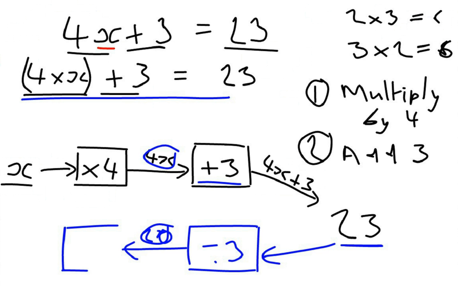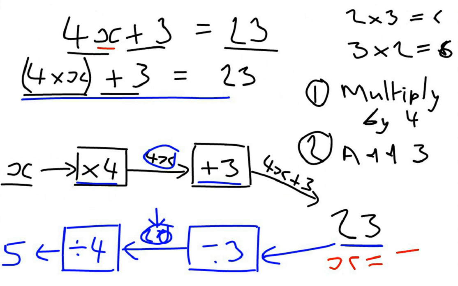That brings us to our next box, which again is underneath this box. We're going to do the opposite of times 4, which is divided by 4. So this 20 here, divided by 4, gives me 5. We can then say that x equals 5.